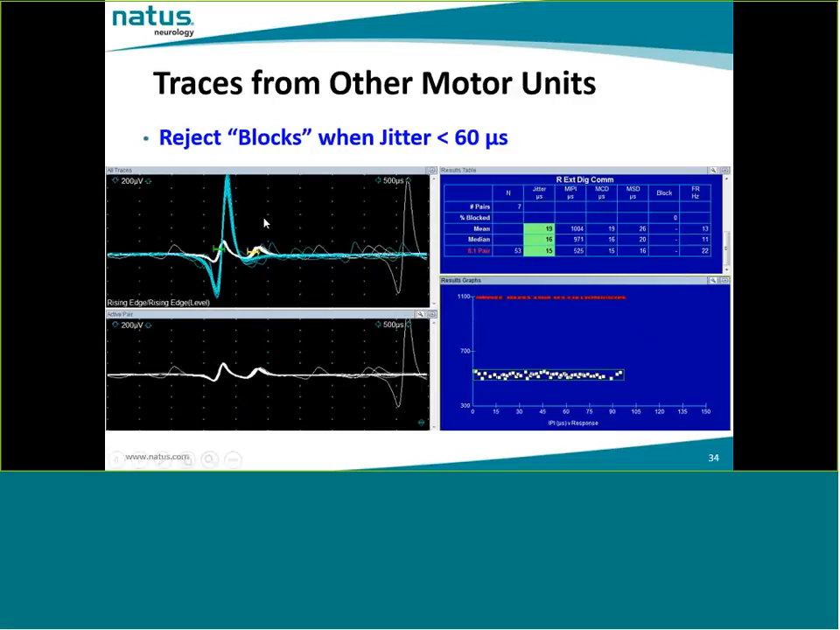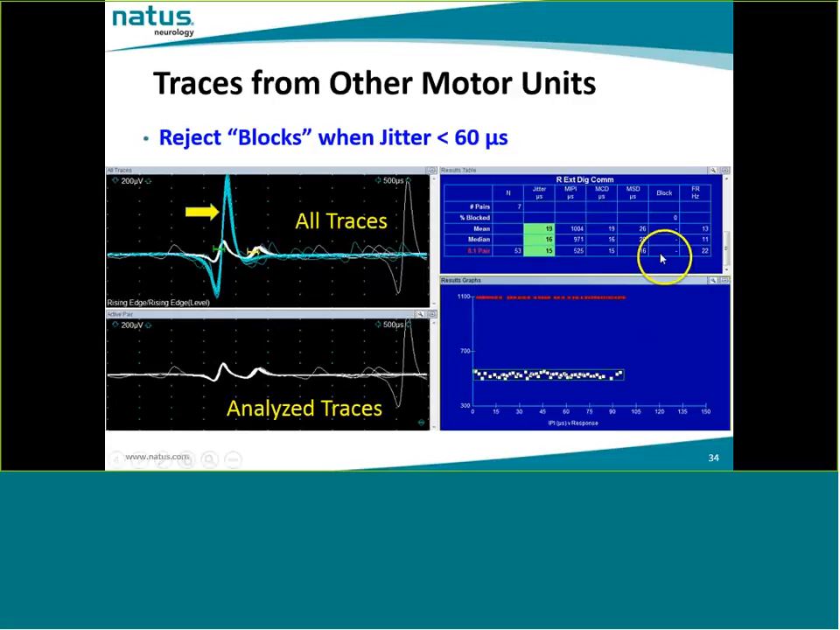So when we look at our instrument screen, on the top we can see the traces that we recorded. We can see the windows that were placed automatically. And in the bottom window, we see the traces that were analyzed. They are shown in white color. The traces that were excluded are shown in blue color. If we look at the result table, there is no blocking.